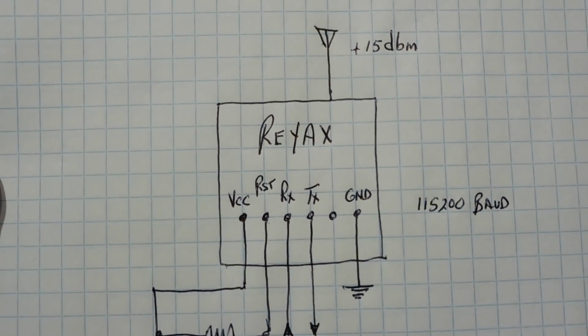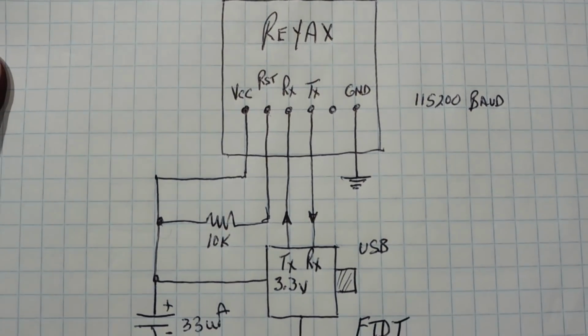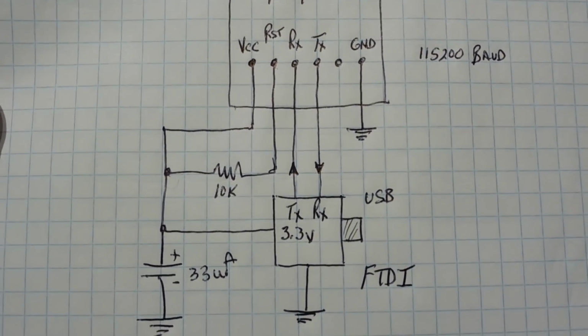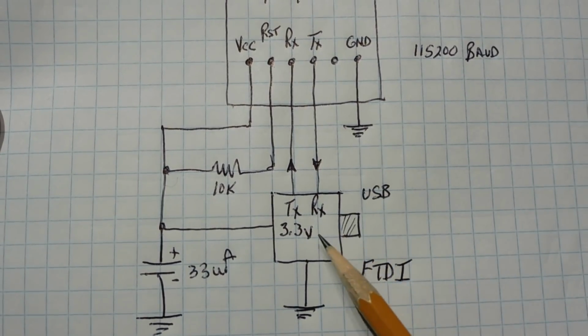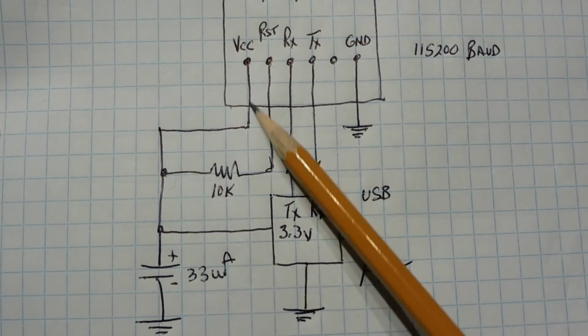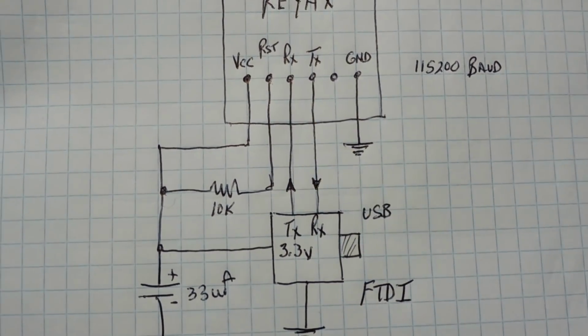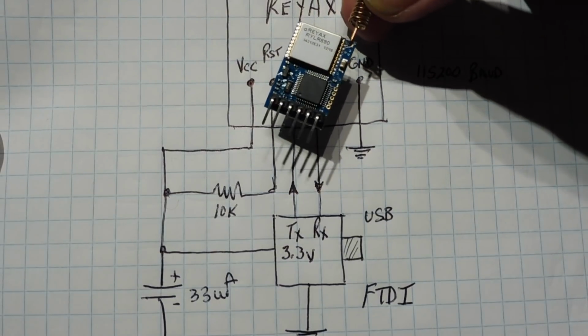Okay, here's the schematic diagram of the Reyax LoRa module, which I built on my breadboard. And the LoRa module runs on 3.3 volts, and it gets that power from the FTDI module. So the FTDI module is jumpered for 3.3 volts, and output is fed into pin 1, that's VCC. So there's 6 pins on the module, 1 to 6, looking from the front.